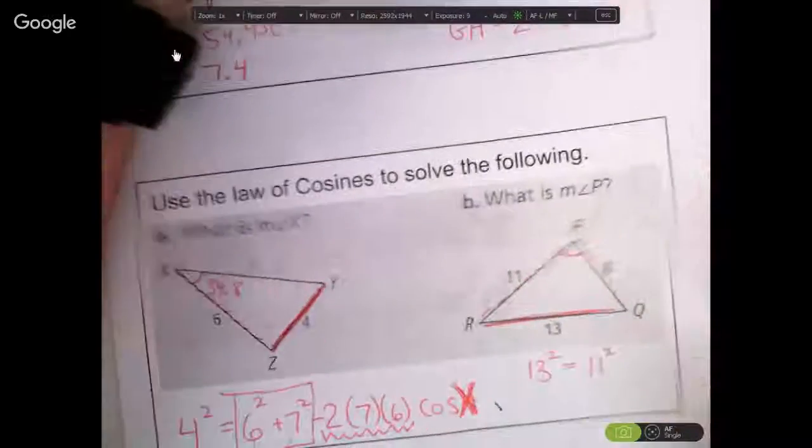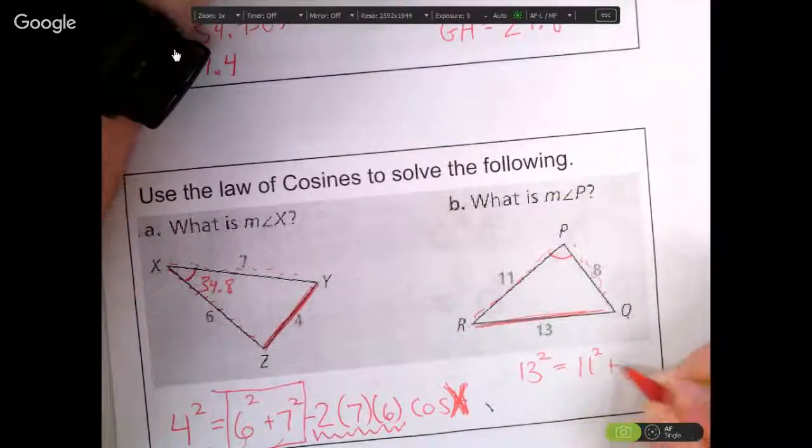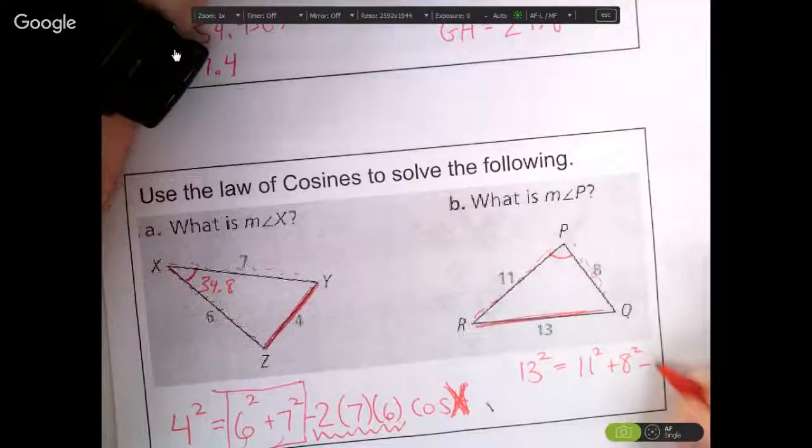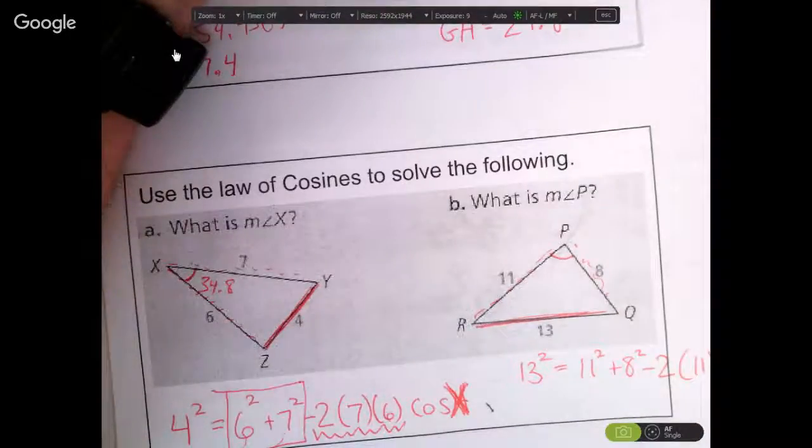Okay. So 13 squared equals 11 squared plus 8 squared minus 2 times 11 times 8 cosine of p.